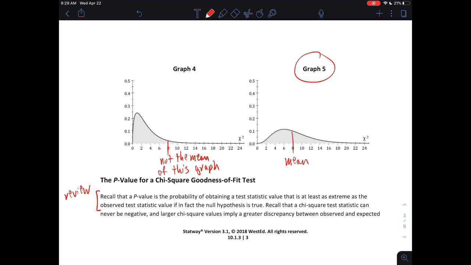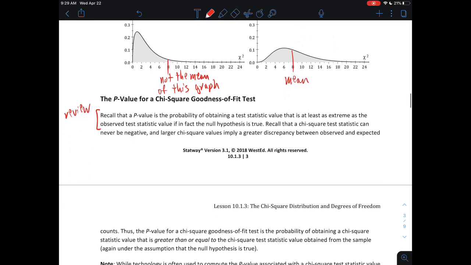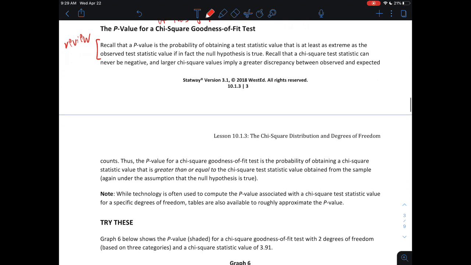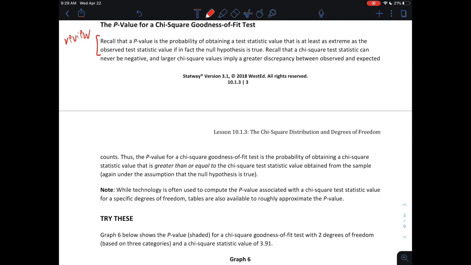Recall that a chi-square test statistic can never be negative because it involves squares, and larger chi-square values imply a greater discrepancy between observed and expected counts. Thus, the p-value for a chi-square goodness of fit test is the probability of obtaining a chi-square statistic value that is greater than or equal to the chi-square test statistic value obtained from the sample, again under the assumption that the null hypothesis is true.